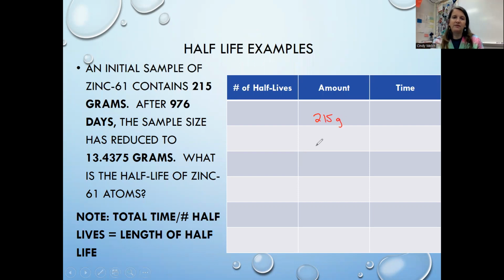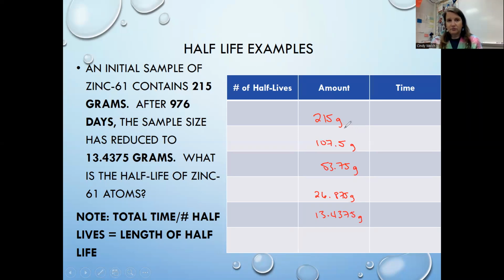So here's what I want to do. I got to figure out how many half-lives have passed. So my sample has to decrease by half. So I'm going to divide that by 2. That gives me 107.5. Then I'm going to divide it by 2. That gets me 53.75. Because remember, each half-life decreases my sample in half. Now I've got 26.875. I'm going to divide it by 2 again, and I get 13.4375.